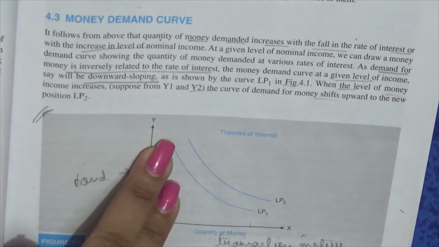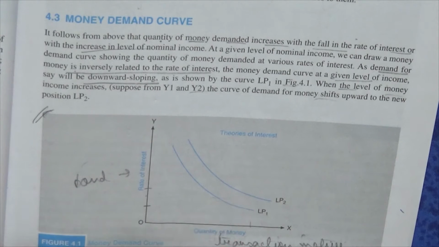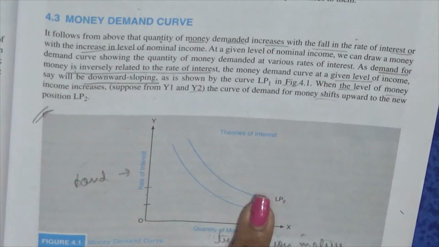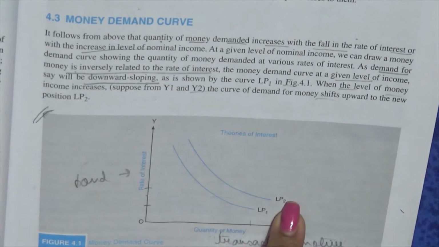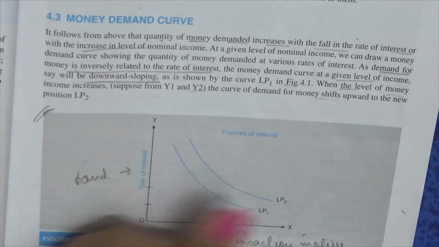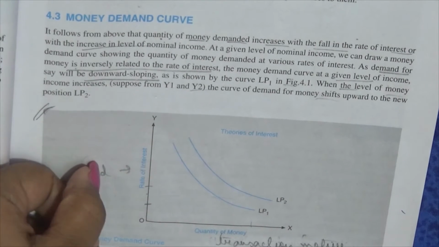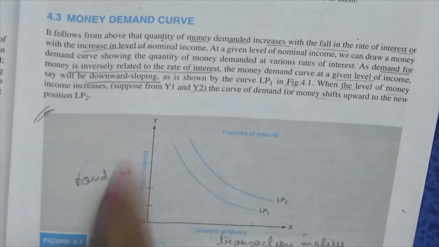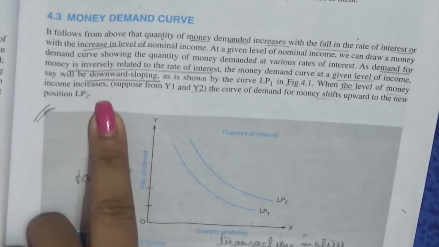There are two graphs and two slopes given, LP1 and LP2. There has been a rightward shift from the LP1 curve to LP2. With the ROI on the y-axis and the quantity of money on the x-axis, if we keep the bond on the y-axis and the transaction motive on the x-axis, we will get this graph. That is what has been said in this money demand curve.